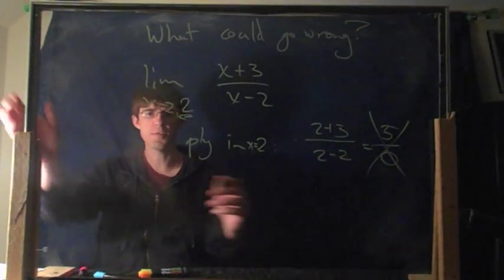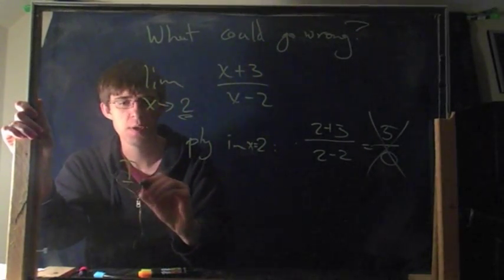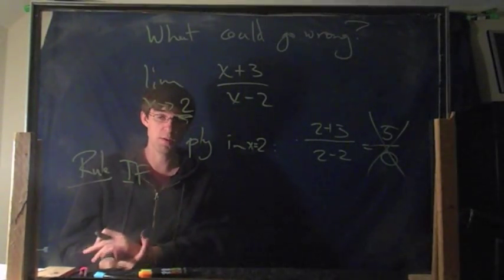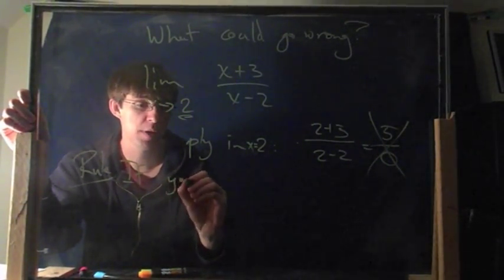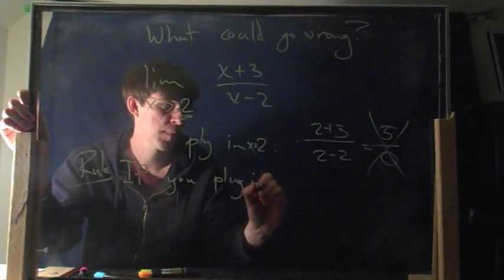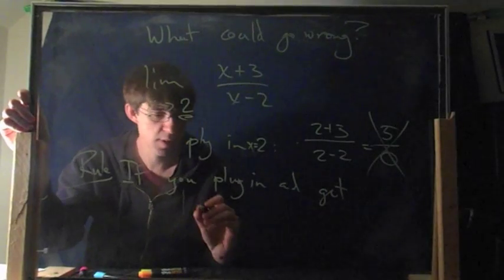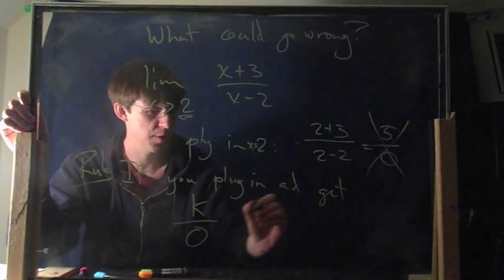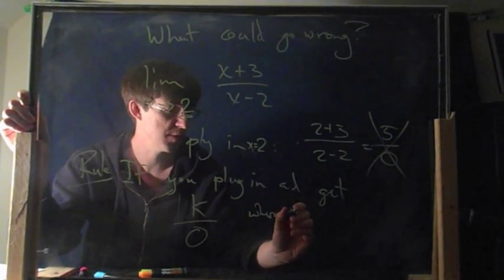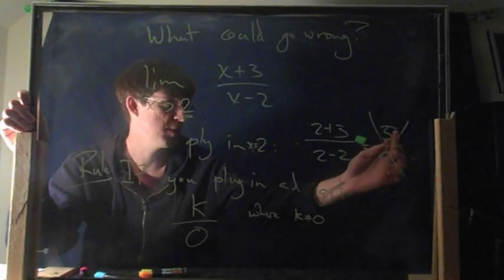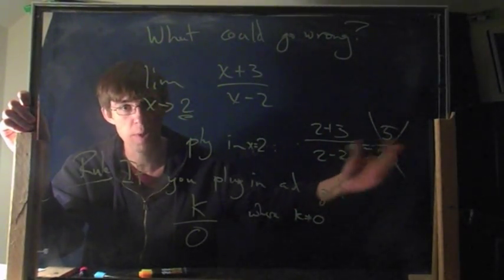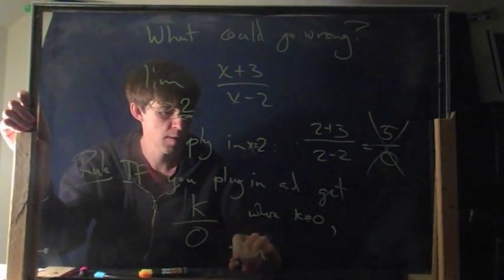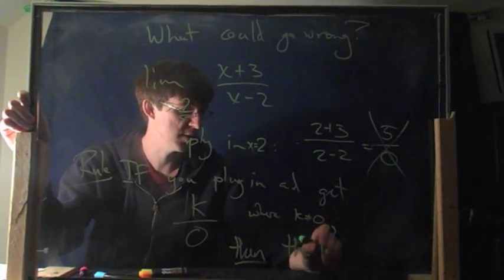Well, actually it's not so hard to figure this out, and there's a general rule for this. This is a rule which you should, I suppose, memorize, although it's not hard to remember. If you plug in and get something like a constant over 0, which is what happened here, where the thing on the top is not 0, 5 over 0 or 8 over 0, whatever, something just not a 0 on the top over 0, then here's what happens. The limit does not exist.